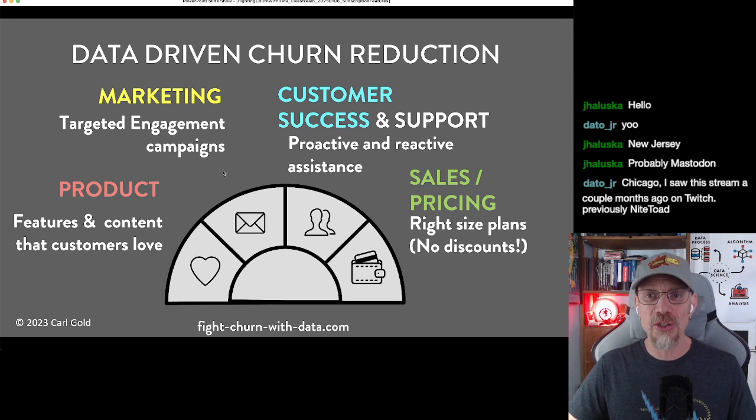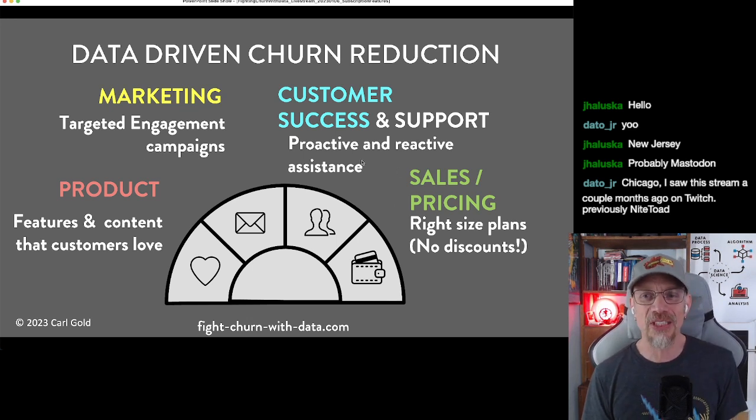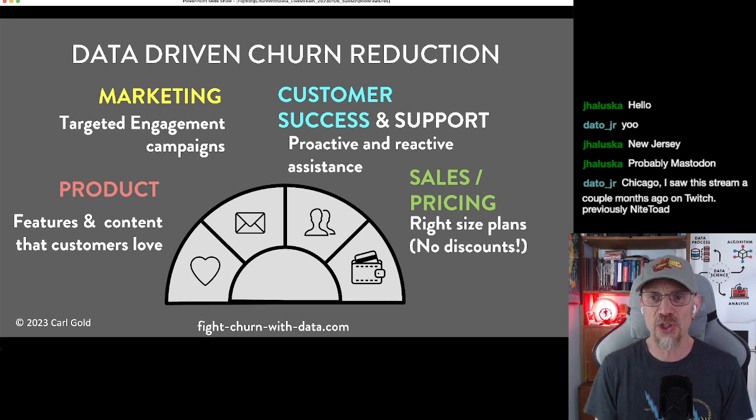And also your sales and pricing. You can right size your plans, meaning get customers on different tiers or levels of your plans, and use your data to find out what tier customers should be on. I say here no discounts because that's kind of the worst way to reduce churn, but targeted discounts with a machine learning model can be effective as long as you're doing it carefully. Okay, that's the intro on data-driven churn reduction.